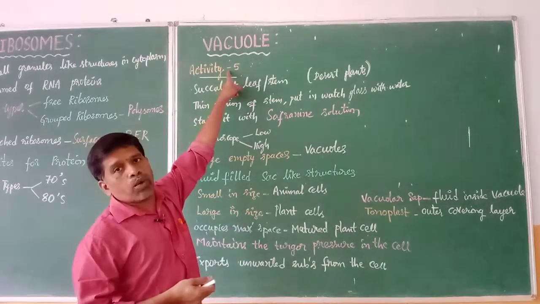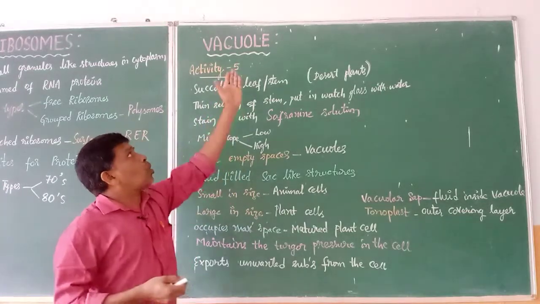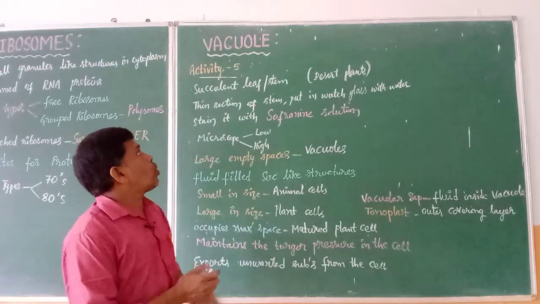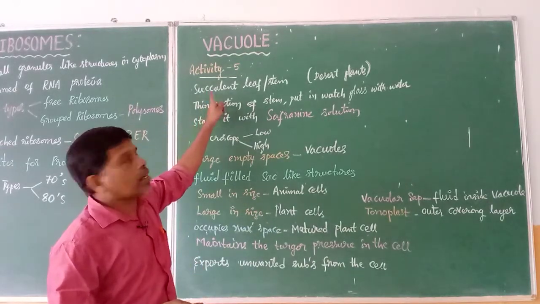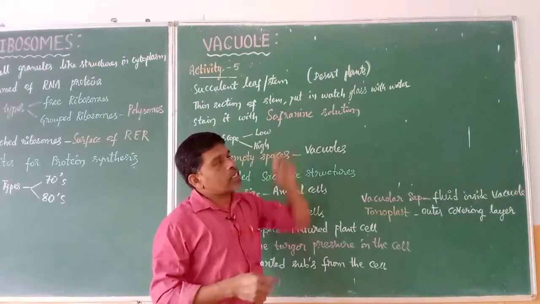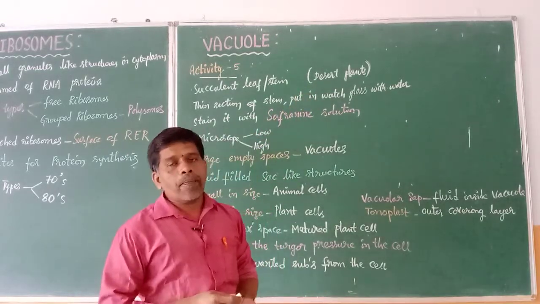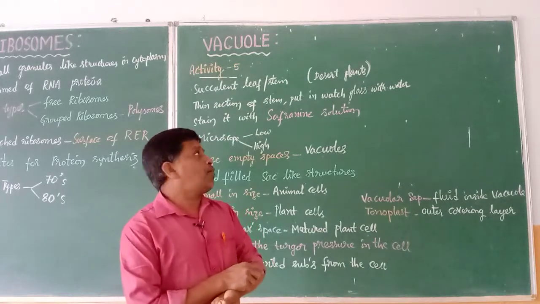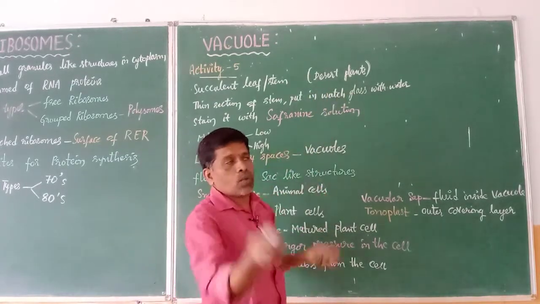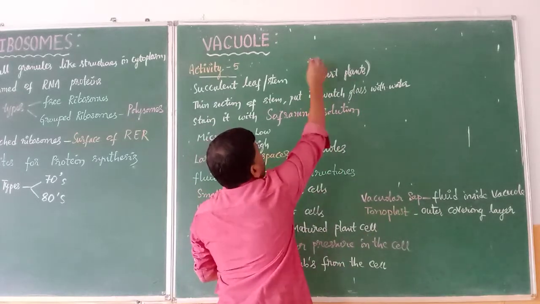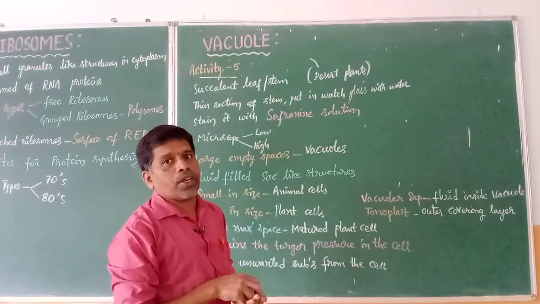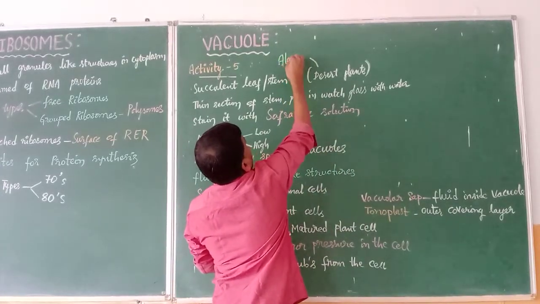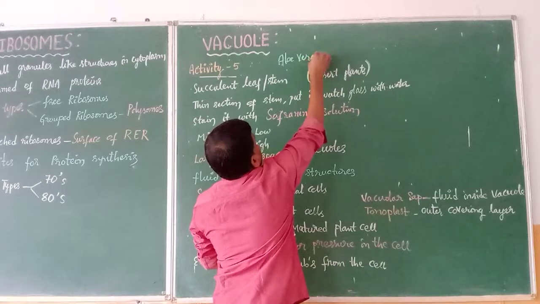If you see the textbook, activity 5: how to observe the vacuole in the plant. For this we have selectively taken a special type of plant, that is desert plants. So what are desert plants? Plants which grow in areas where there is low or scanty rainfall are called desert plants. The most common one available in your house is aloe vera. An example of desert plants is aloe vera.